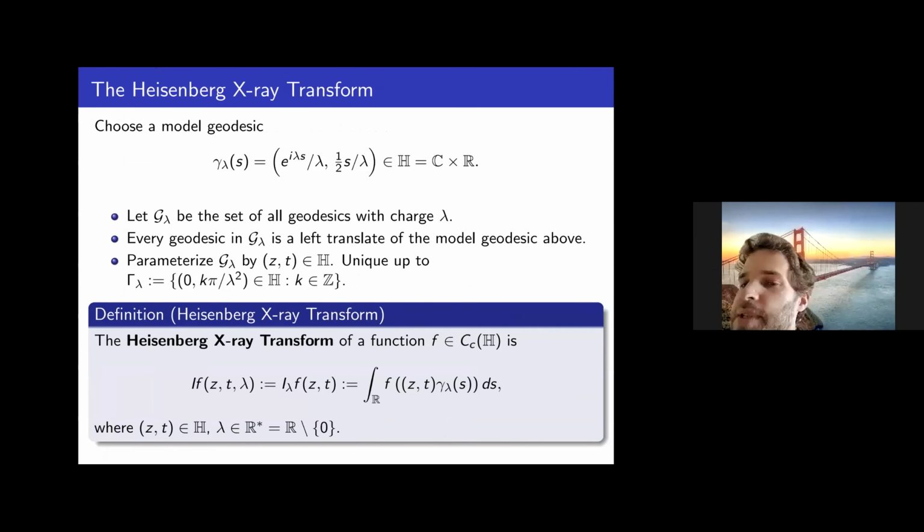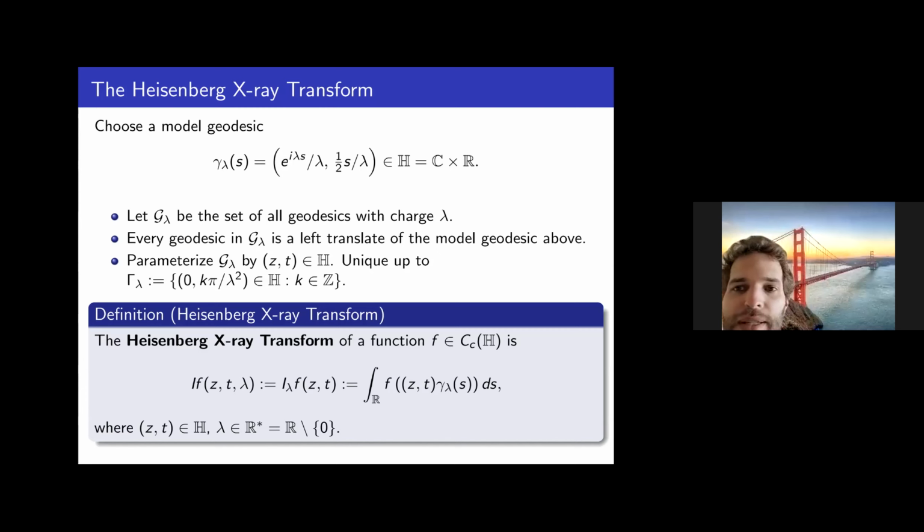So the first step is to write down this X-ray transform concretely. So for every charge lambda, let's just set a model geodesic whose axis is centered at the origin. And so it looks like so. And every geodesic on the Heisenberg group whose charge is non-zero is a left translate of one of these gamma subscript lambdas here. So I'm going to think of the space of geodesics on the Heisenberg group as foliated by leaves of some fixed charge lambda. And I'll call each one of these leaves G subscript lambda.